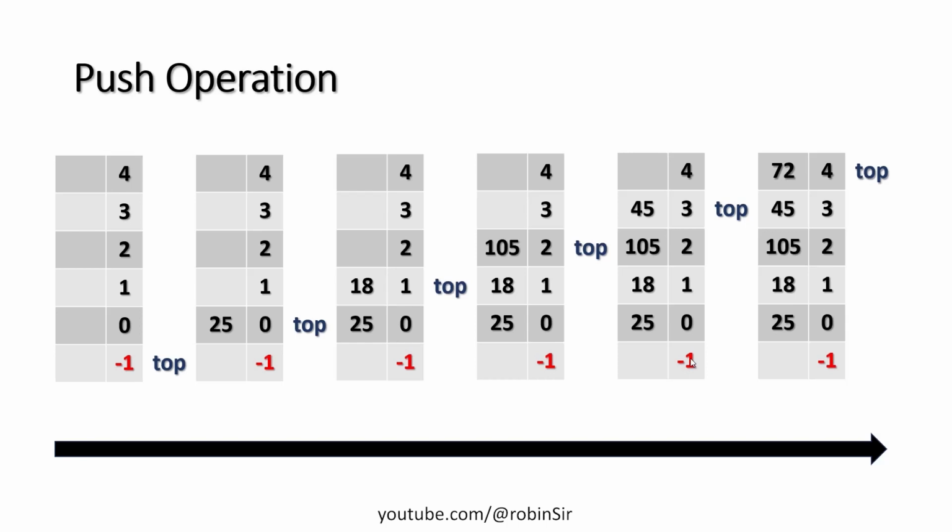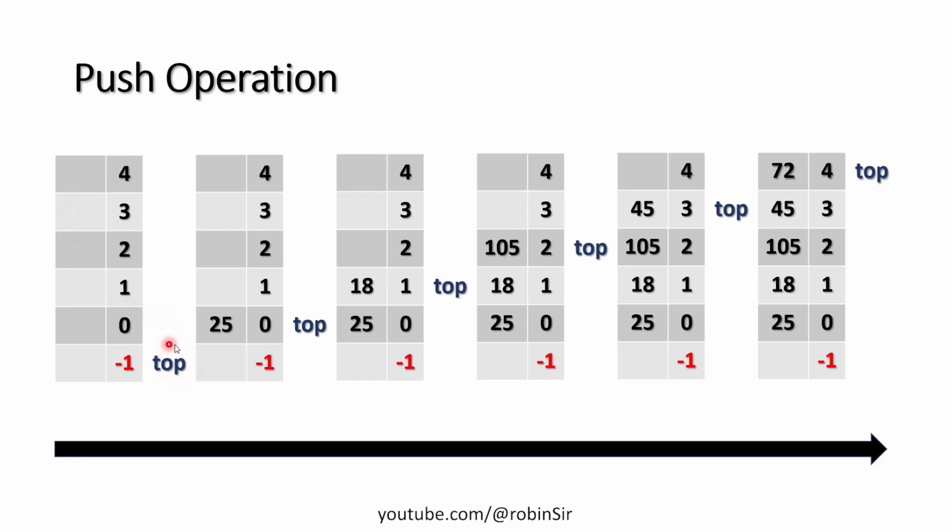So let's try to understand the push operation in detail with an example. Here I have shown a diagram of a stack with size 5. That's why there are 5 indexes, 0 to 4. And currently it is empty.